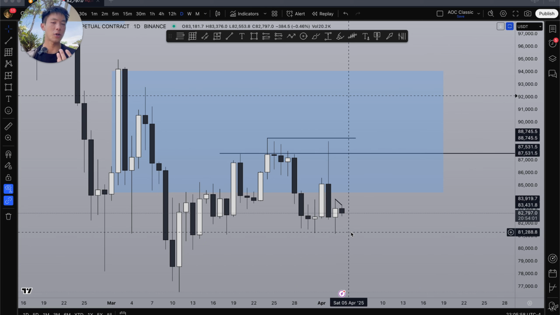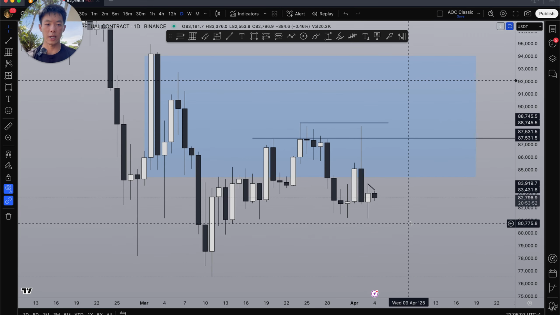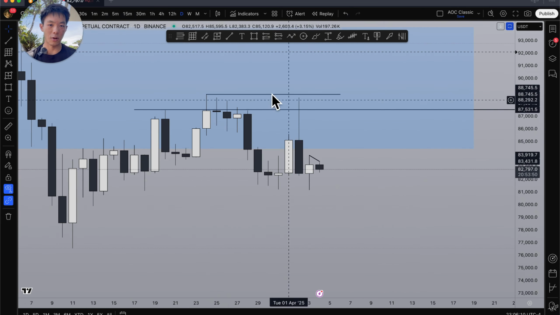So history doesn't often repeat, but it rhymes. And taking a look at just how it has played out since the middle of January, it wouldn't be surprising to see price head lower from here. At least not until these highs are taken.